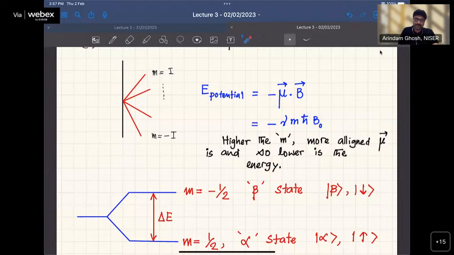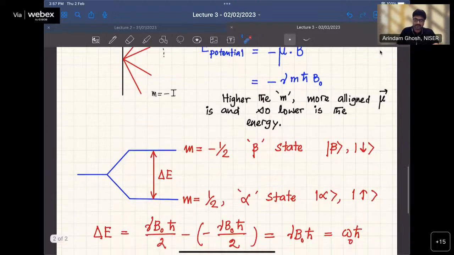We know that when a magnet aligns to the magnetic field, the energy is minimal. That is why it is aligned, right? But here it cannot align exactly. Quantum mechanics doesn't allow that. But well, the larger the M, that particular thing is there.